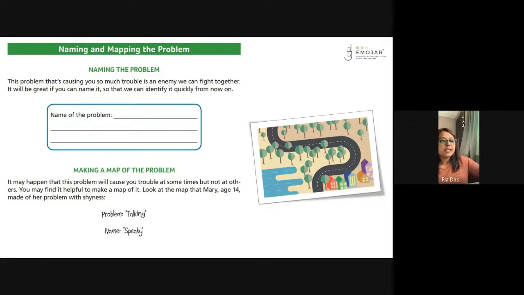So the next step would be naming the problem in context of a monster. So she has named it Squeaky. Right? I hope you are done. Can we have the names of your monsters, please? That would be fun to know. Whatever you have named your problem to be as a monster, we are making it into a character now.